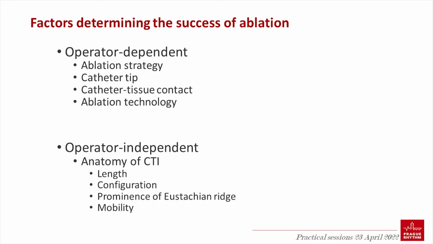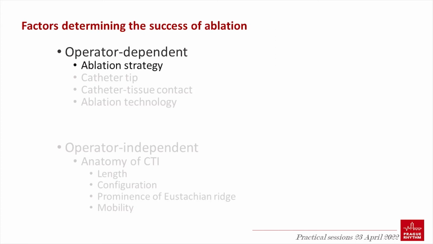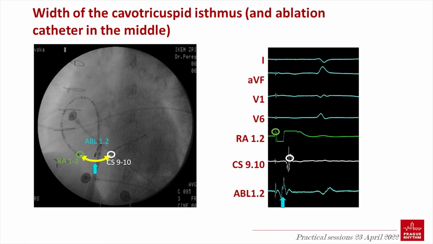So, which factors determine the success of ablation for atrial flutter? We can divide them into two categories, operator dependent and operator independent. Start with ablation strategy. In LAO view, you see the arrangement of the catheters and corresponding signals on the right panel here. The electrogram from the ablation catheter should be in the middle.